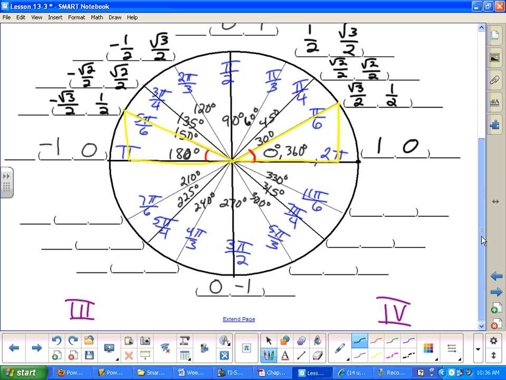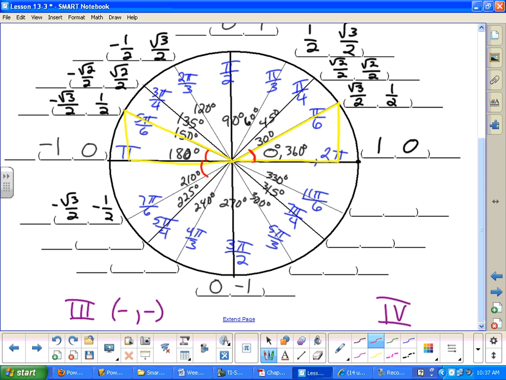Now, if we go to the third quadrant, what are x and y in the third quadrant? They're both negative. So all I need to know is the correct reference angle. I'm just going to take the top half of my circle and fold it down onto the bottom half. So where's the 30-degree reference angle in the third quadrant? 210. So the numbers I have at 30, I'm going to use at 210, except they're both going to be negative.